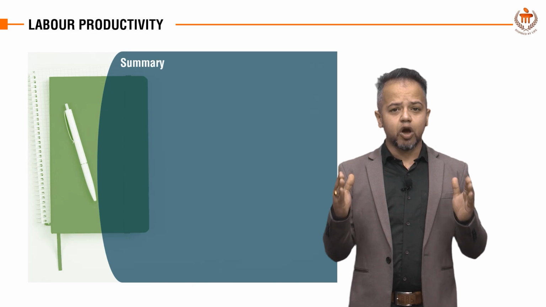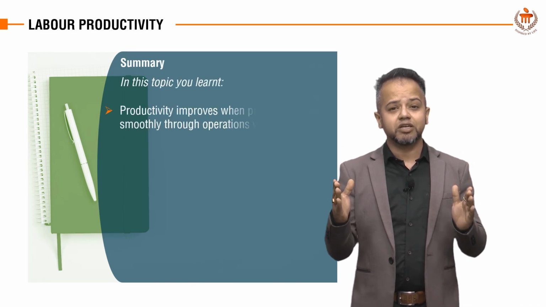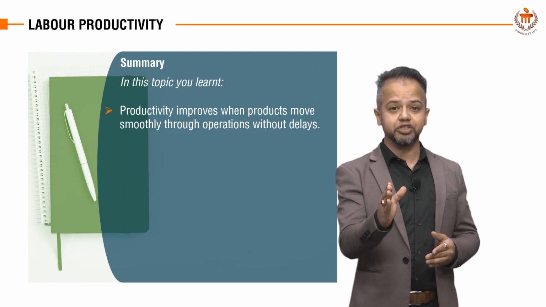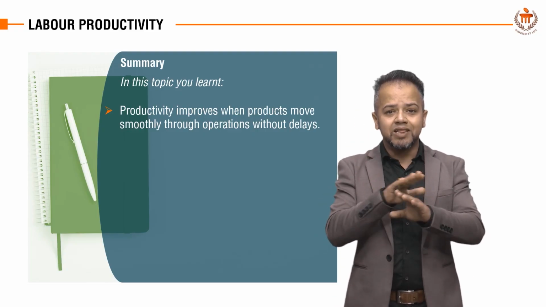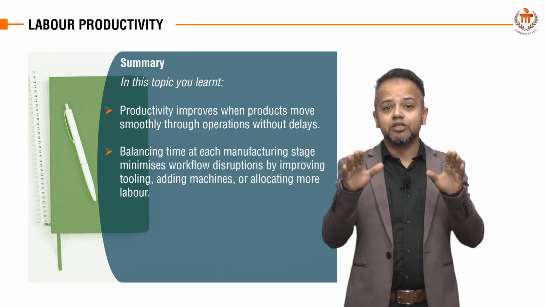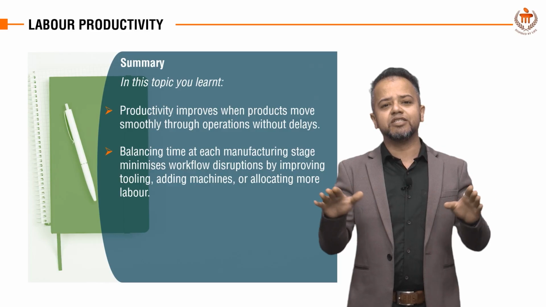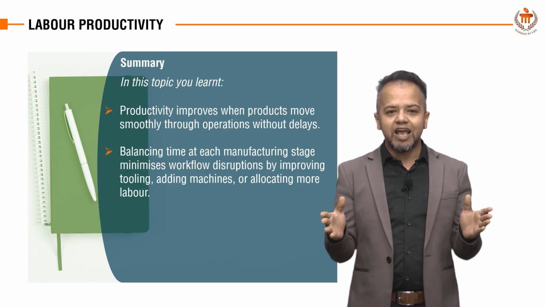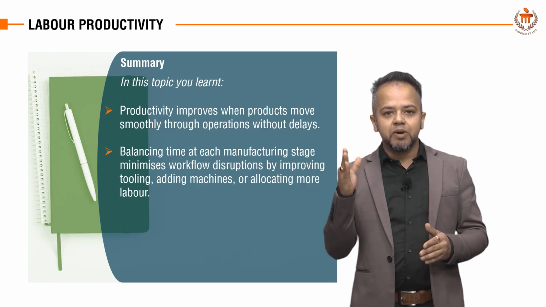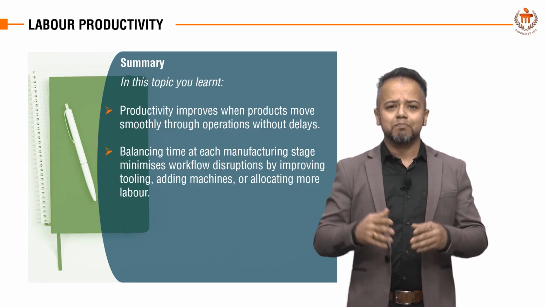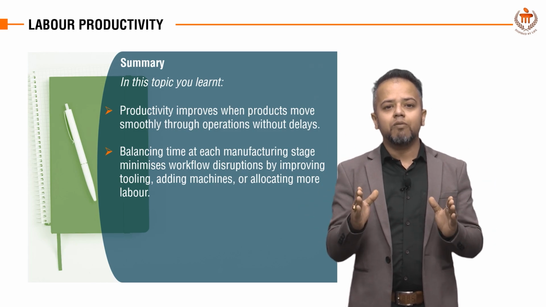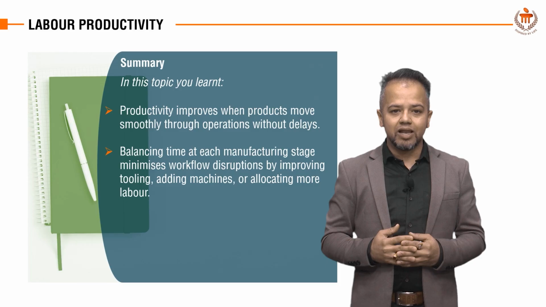So, at the end of this topic, we can learn that productivity increases when the product moves through the various operations towards completion without any holdover. So, the main focus will be balancing the time taken at all the stages of assembly or the manufacturing processes so that the product flows with the minimum delay. This happens by either improving the tooling, or adding another machine, or by allocating an additional worker.